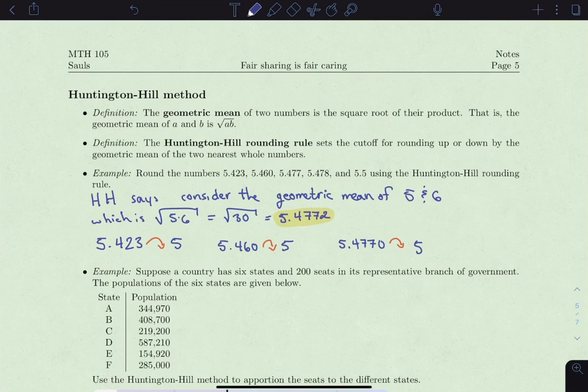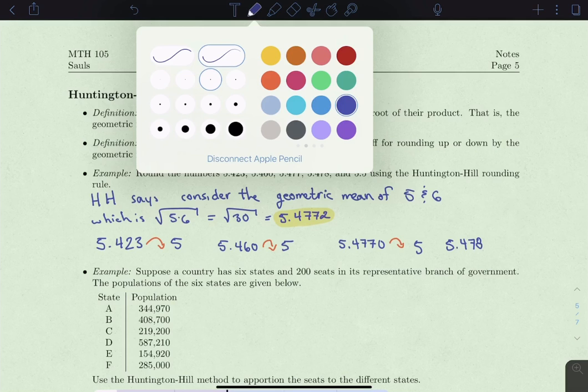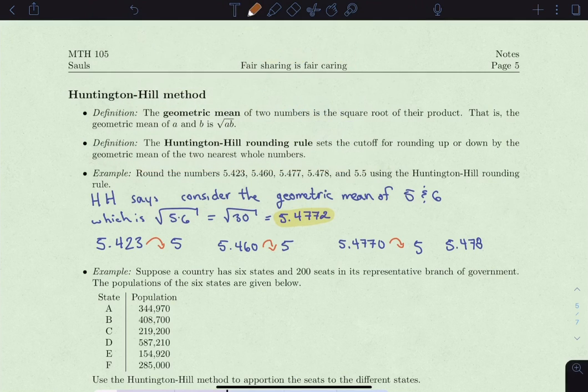Then we have 5.478. Again, if you wanted to throw that 0 on there, you are welcome to. But you can see that this 478 is larger than 477, and so this number rounds up. This is the first example of a number that would typically round down with conventional rounding rules. So this number rounds up to 6, even though the tenths place is less than 0.5.